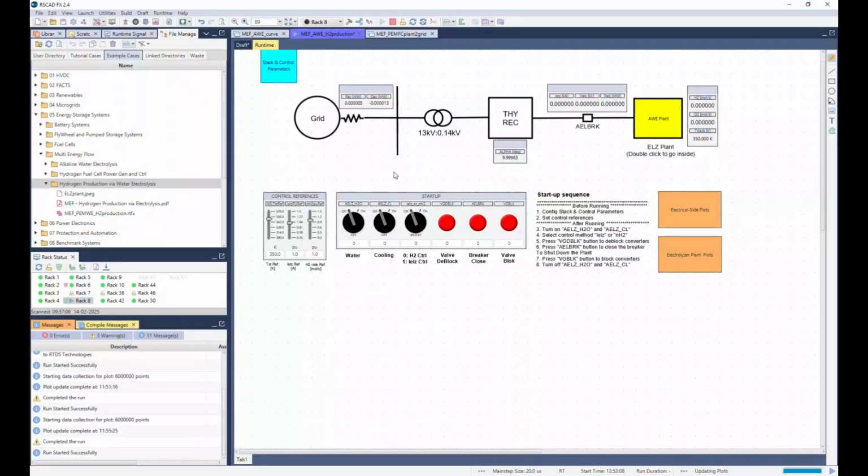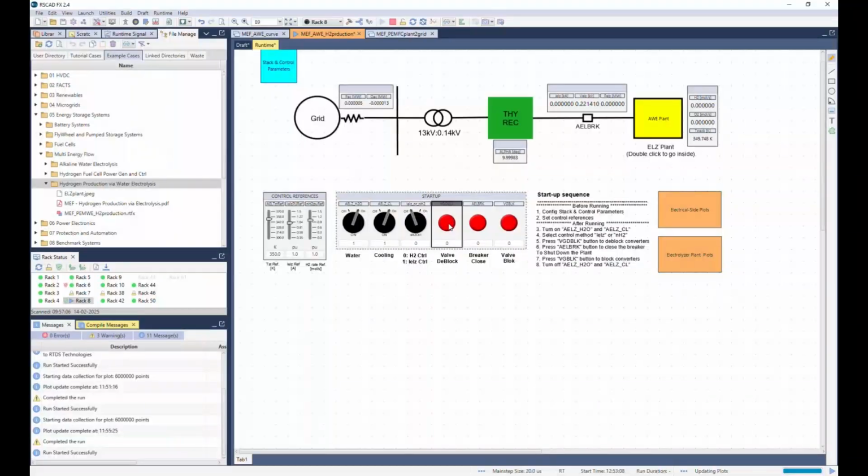After starting the simulation, I am going to follow the startup sequence given here. First, I am going to enable the water supply to the electrolyzer. Then I am going to turn on the cooling system. Using this switch, you can either choose to control hydrogen production rate or the input current. I am going to choose the hydrogen production rate.